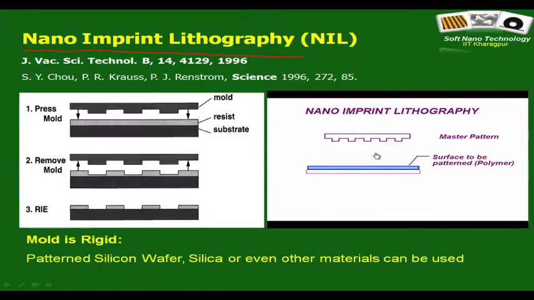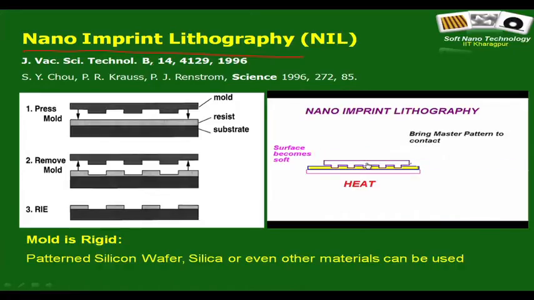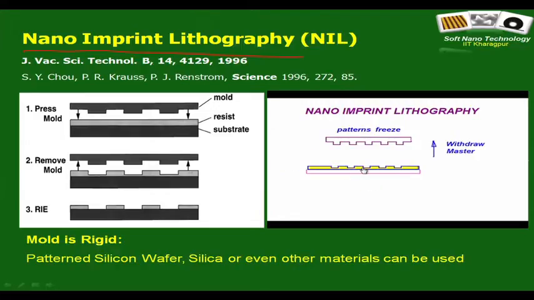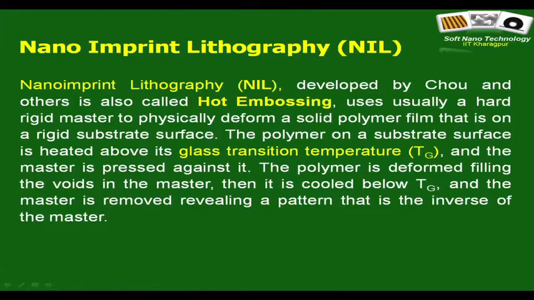So, let me just quickly repeat this particular video again. You take a polymer film, a glassy polymer film, heat it up beyond its glass transition temperature. So, it becomes soft, bring in the stamp, a rigid stamp, press it hard, cool down while the stamp is in contact with the film, the patterns freeze, withdraw the stamp. It is easier said than done. There are several issues that we will soon realize, which are very practical issues. So, this is nano imprint lithography. It is also called hot embossing at times.